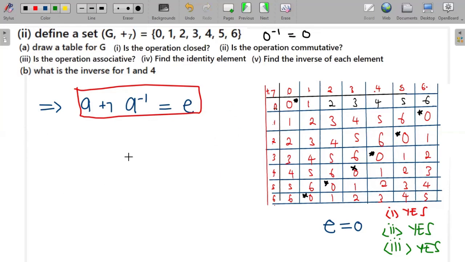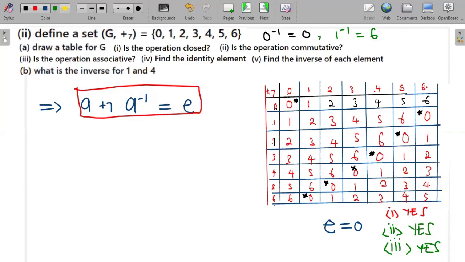We go to the inverse of 1. So 1 modulo 7, which one gives me a 0 when I do 1 modulo 7 something? So 1 modulo 7, 6 is the one that is giving me a 0 there. You can see it, okay? So simply meaning that the inverse of 1 is equal to 6.